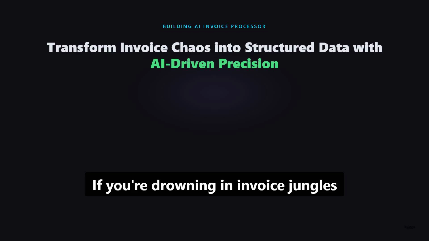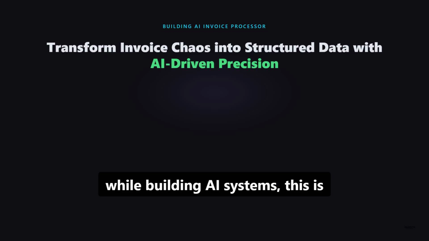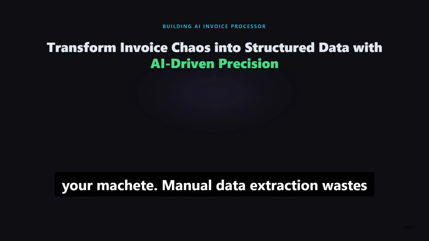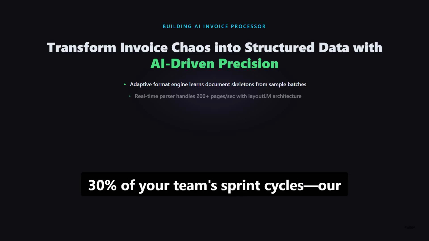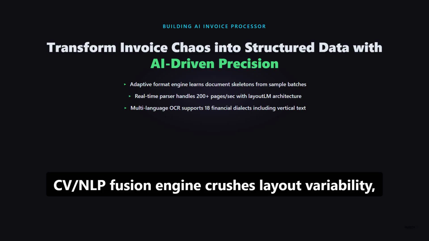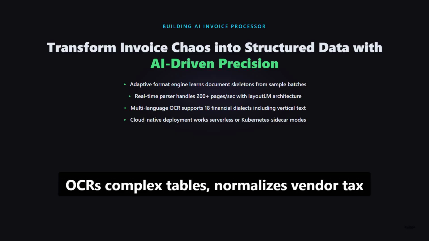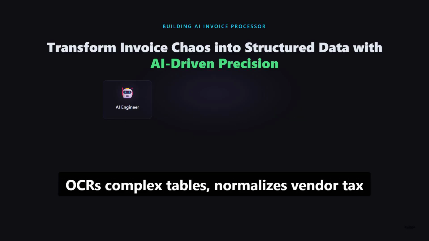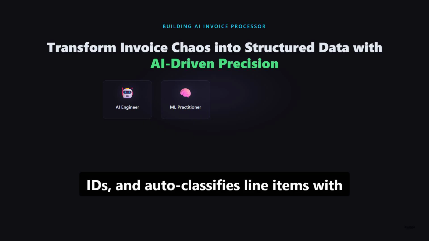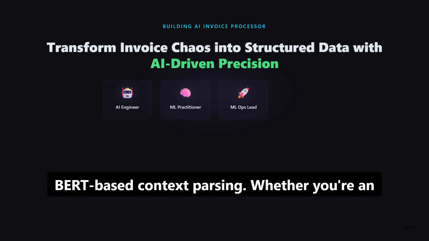If you're drowning in invoice jungles while building AI systems, this is your machete. Manual data extraction wastes 30% of your team's sprint cycles. Our CV NLP Fusion engine crushes layout variability, OCRs complex tables, normalizes vendor tax IDs, and auto classifies line items with BERT based context parsing.